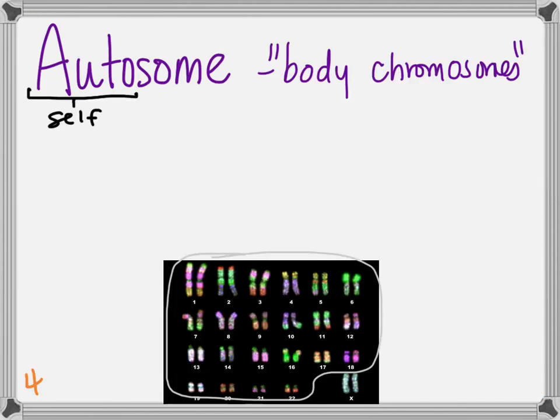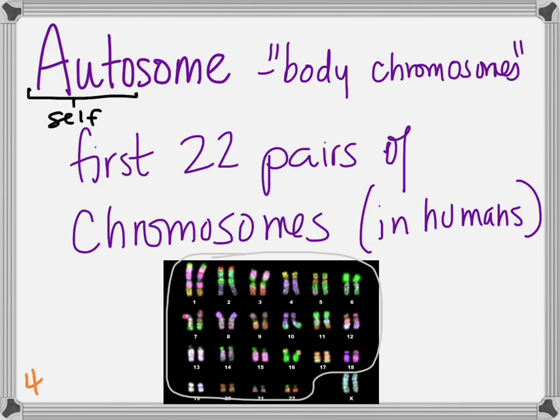And now we're back on the in-order path with autosomes. This is word number 4. So remember, auto, like an autotroph, meant self. Autosomes are body chromosomes. And in humans, the autosomes are the first 22 pairs of chromosomes.